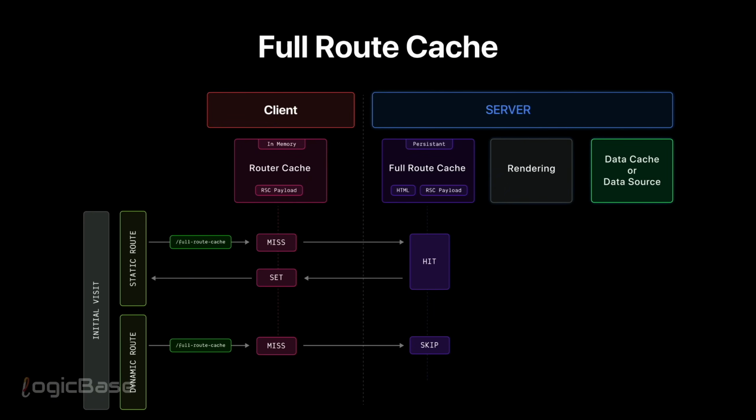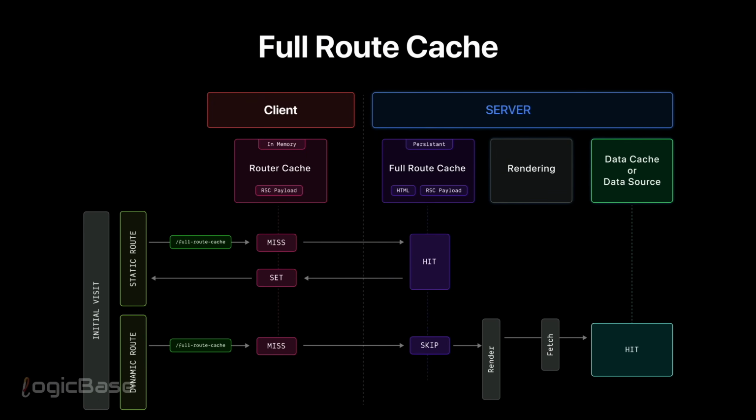And then it will completely skip the full root cache because, as we already said, full root cache doesn't work for dynamic routes. In this case, the page will be rendered every single time, and each time it will freshly fetch the data and generate both the RSC payload and the HTML. But the client-side router cache still gets set and it works in both cases. We will see that in a moment.